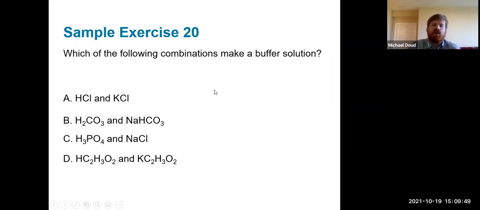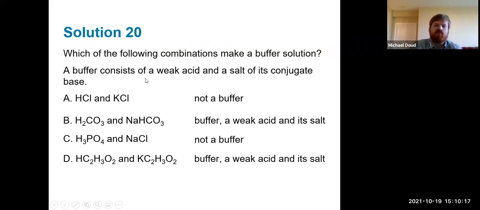Okay, so which of the following combinations make a buffer solution? Now I promised you that we would have some of this stuff not on the test. And so I'm just going to tell you, we're going to have one of these combinations from this slide on the test. I'm going to ask you basically, do they make a buffer solution or not? And it's not going to be tricky because we're going to go through it right now. So if you mix HCl and KCl, does that make a buffer solution? Well, HCl is a strong acid. Remember, a buffer has to be a weak acid and a salt of the conjugate base. So even though the conjugate base would be chloride, because HCl is a strong acid, it cannot be involved in a buffer.